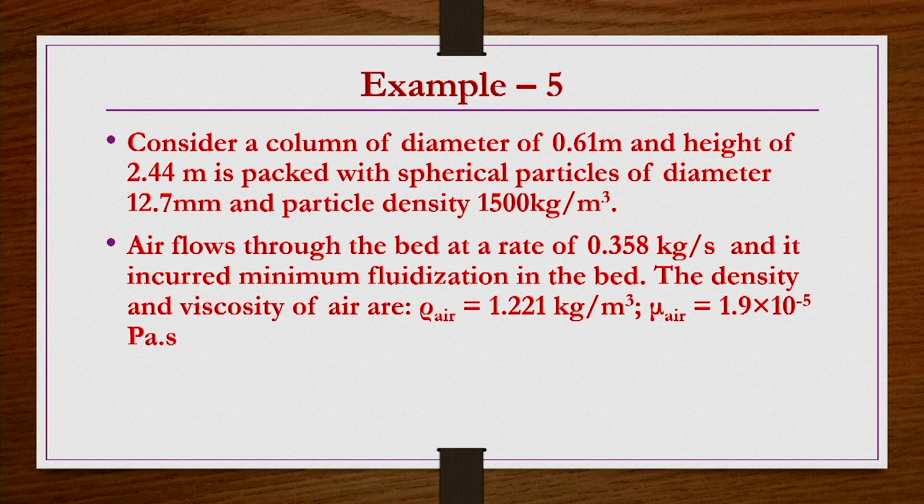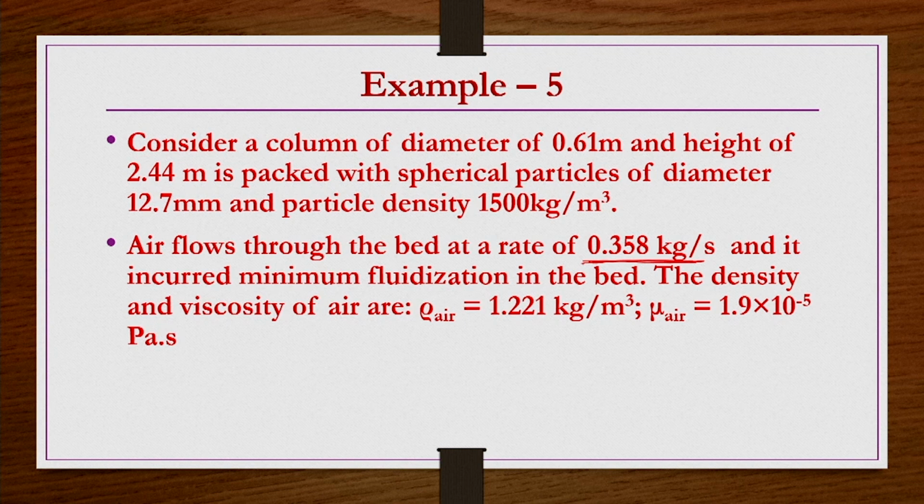Consider a column of diameter 0.61 meter and height of 2.44 meter, packed with spherical particles of diameter 12.7 mm and particle density 1500 kg per meter cube. Air flows through the bed at a rate of 0.358 kg per second. The flow rate is not given in terms of velocity, but as a mass rate in kg per second, and minimum fluidization occurs when the air is flowing at this mass rate. So, this mass rate corresponds to the minimum fluidization velocity.